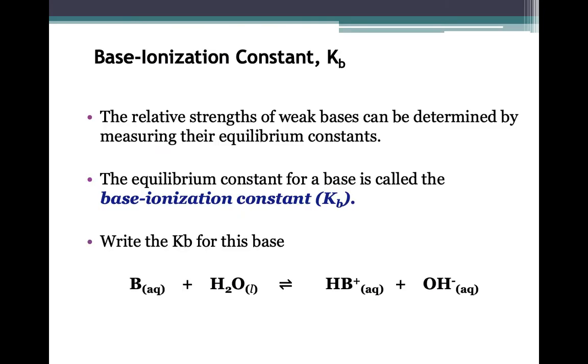So relative strengths of weak bases can be determined by measuring their Kb. We're very creative as scientists. We put a B when we're talking about bases and an A when we're talking about acids, and we put a W when we're talking about water. We would write the Kb the same way we would write the Ka, like every other K, and it would be the concentration of HB+ times the concentration of OH- divided by the original concentration of the base.